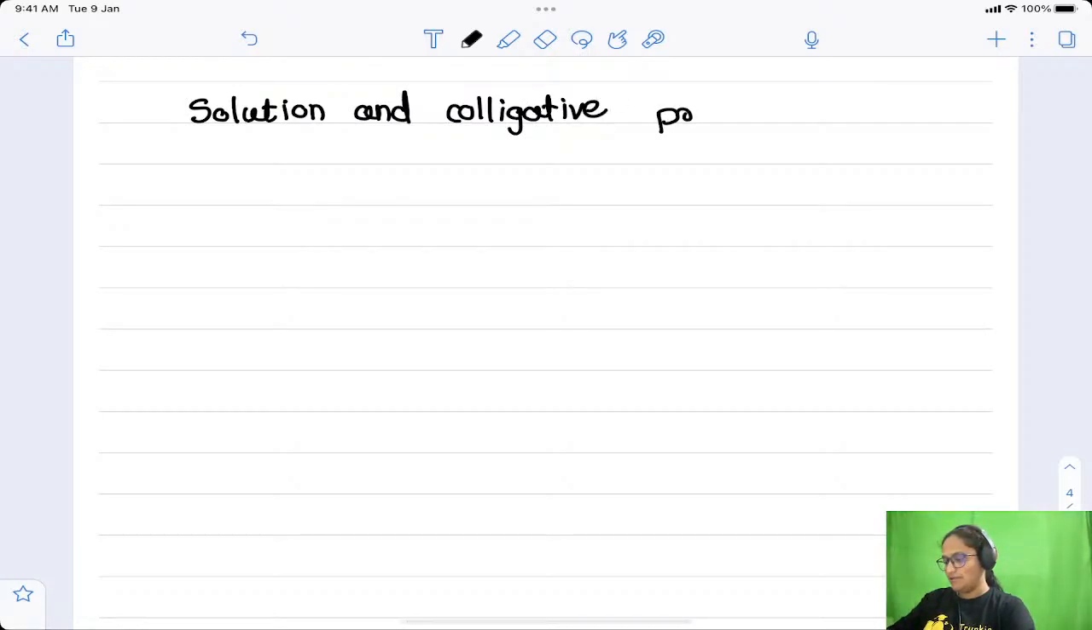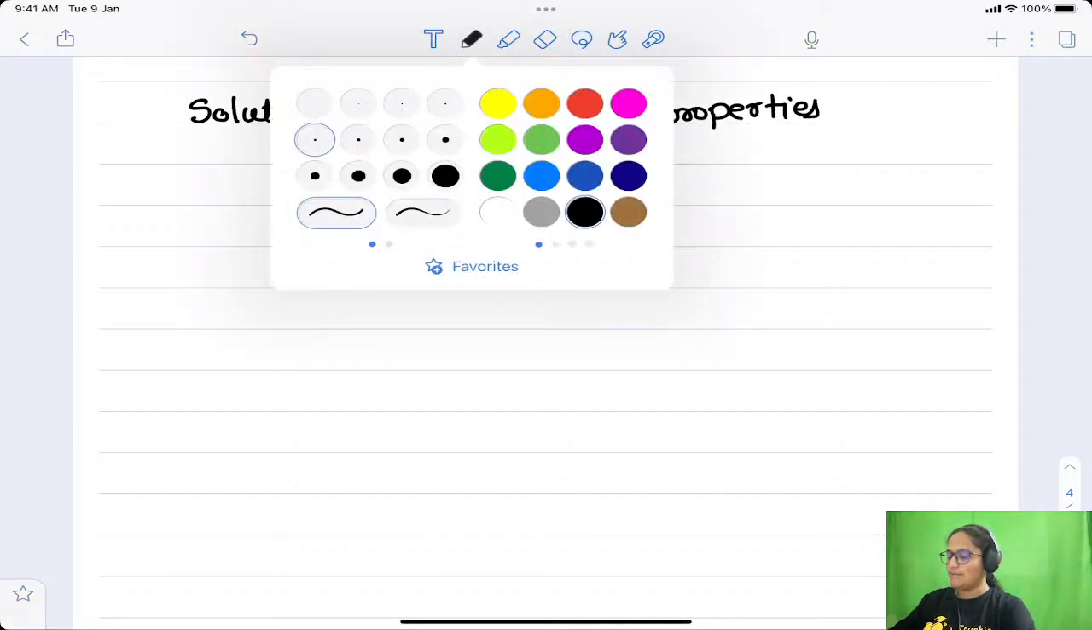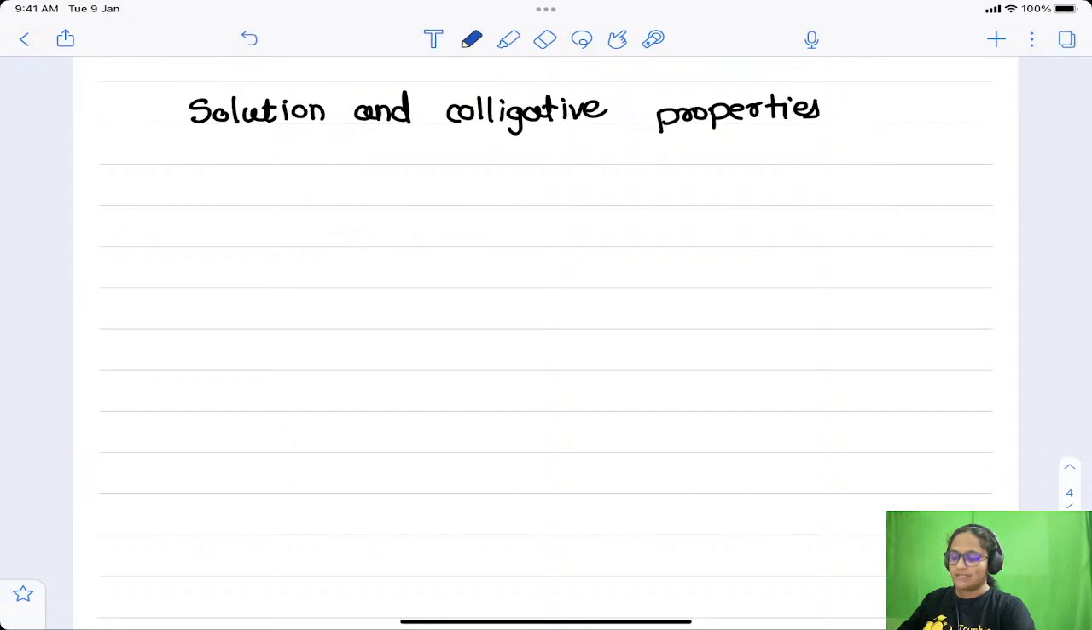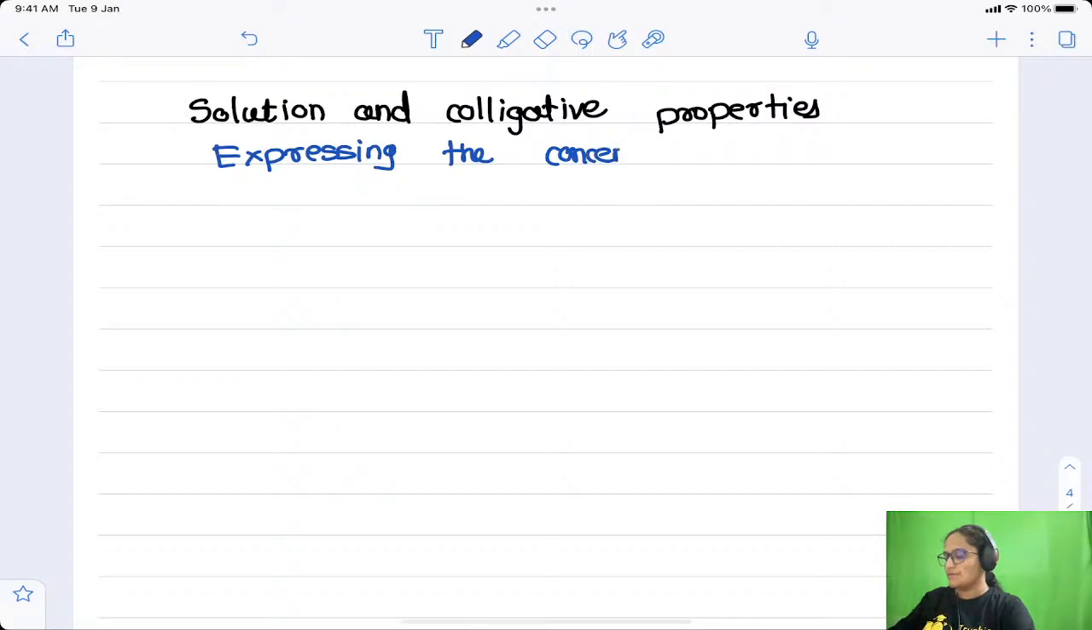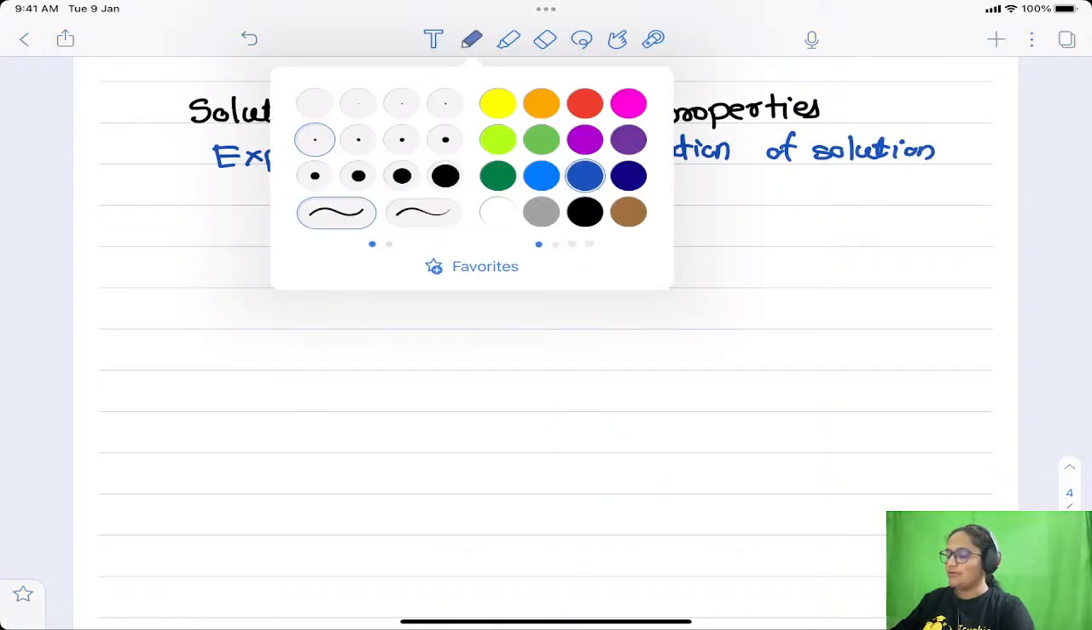Solutions and Colligative Properties. Okay, so this is the title of the chapter, and the title of the topic is expressing the concentration of solution. Expressing the concentration of solution. Okay, so this is the topic for today's discussion.